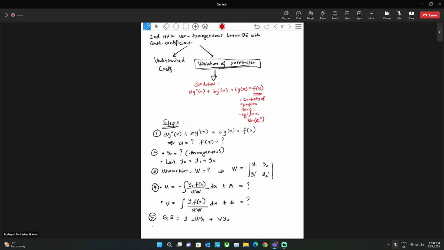And then number 6, apply initial condition, not to put your IC number. So apply initial condition. Why? This is to get the particular solution.